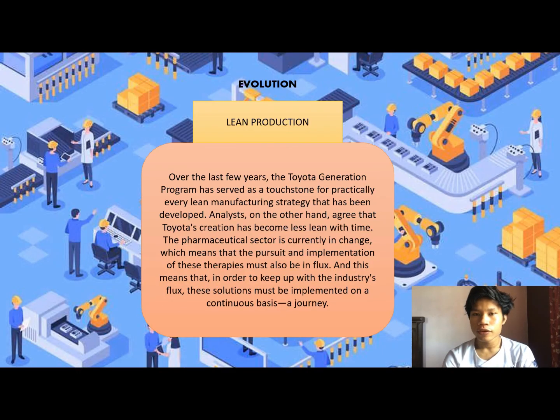For the evolution of lean production, over the last few years, the Toyota Production System has served as a touchstone for practically every lean manufacturing strategy that has been developed. On the other hand, analysts agree that Toyota's creation has become less lean with time. The pharmaceutical sector is currently in flux, which means that the pursuit and the implementation of these therapies must also be in flux. And this means that in order to keep up with the industry's flux, this solution must be implemented on a continuous basis.